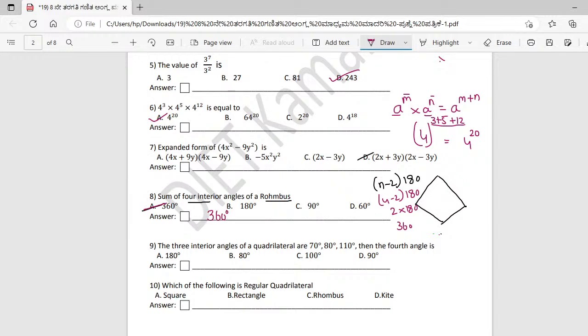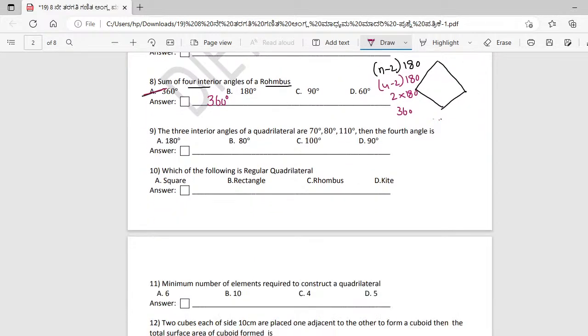Let us go with the ninth one. I hope these 8 problems are very easy and you have got them. So let us go with the ninth one.